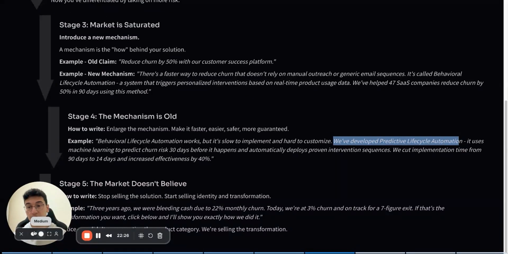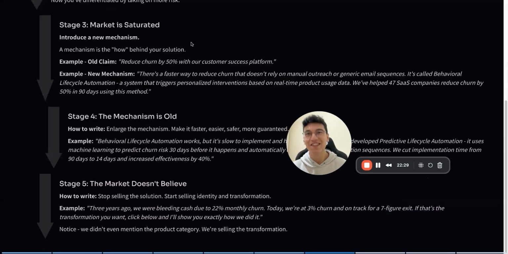And stage 5 is a crazy stage. In this stage, basically the market doesn't believe anything anymore. At this point, your market has been burned so many times they don't believe any solution works. When you are writing ads in this stage, you need to stop selling the solution and start selling the identity and transformation your customers have.